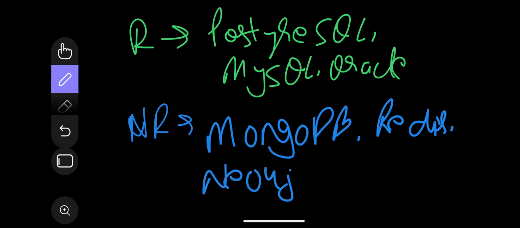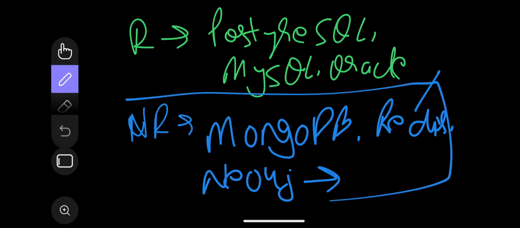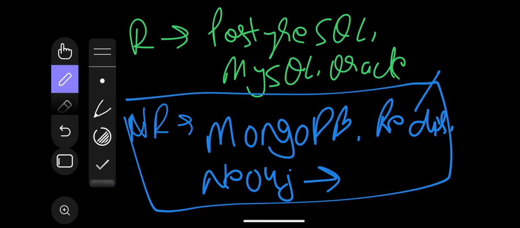Neo4j is a graph based database, and Redis is key value based. Don't worry if you guys are not able to understand these terms. Just think like this: these are non-relational. They are not like the relational ones. Okay, cool. I think we are done with the types of databases. So we can move to something big now. How these databases work and how you want them to work.